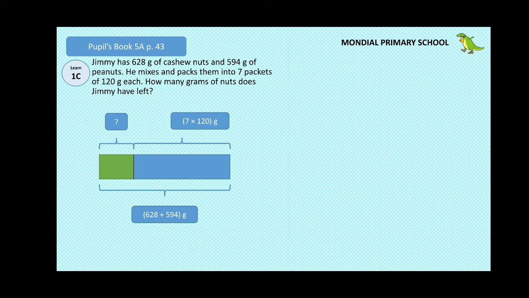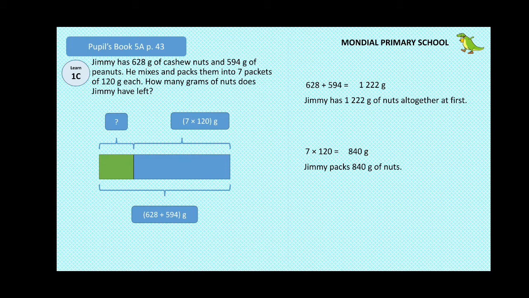First, we need to find the total weight of cashew nuts and peanuts. So, 628 plus 594 is equal to 1222 gram. Nice. And now, we need to find the total amount of nuts in 7 packets. So, 7 times 120 is equal to 840 gram. Then, to find the remainder, we need to subtract the answer from the total amount of nuts.